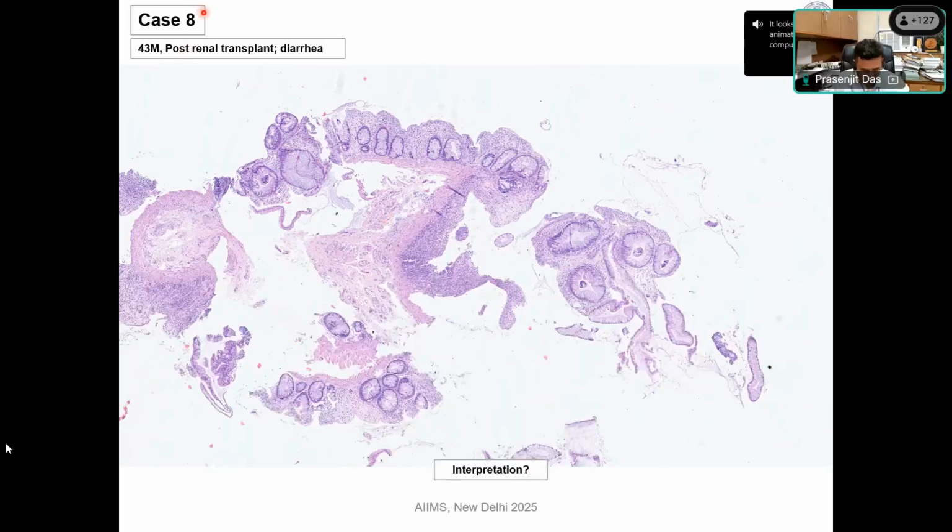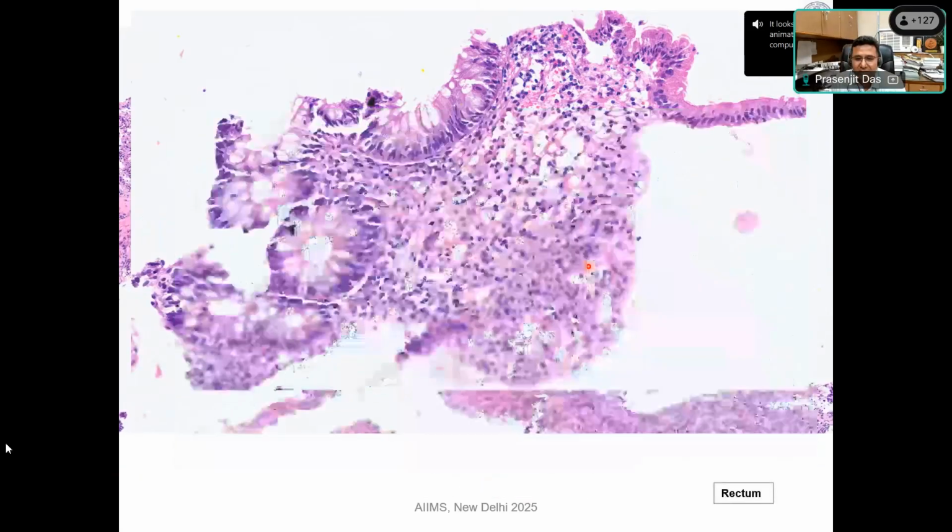This is another case, number 843, a male post-transplant patient presented with diarrhea. What do you feel? Chronicity or not? Sir, there are some questions. Yes, please. When to say the crypt is elongated? See, it is only a morphological appreciation, no?